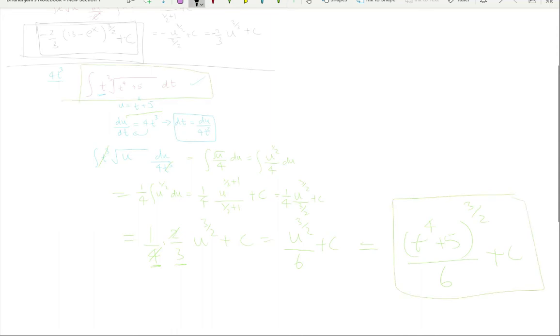Alright, final problem, a good one I think. The final problem is to integrate sine t times the square root of 1 plus cosine t with respect to t. What is the inside function? u is 1 plus cosine t, right? Everything that is inside. Don't just take only cosine t, it's 1 plus cosine t, okay?